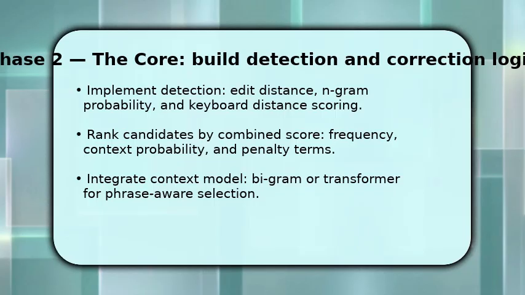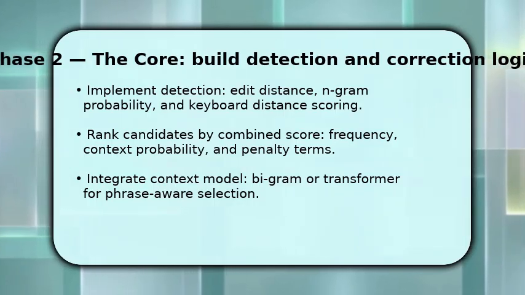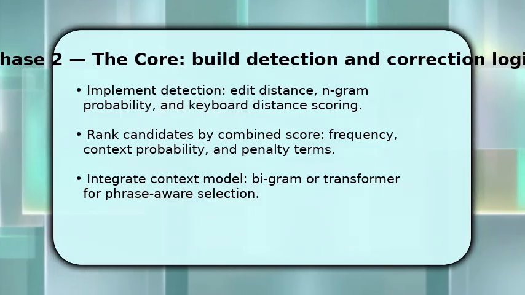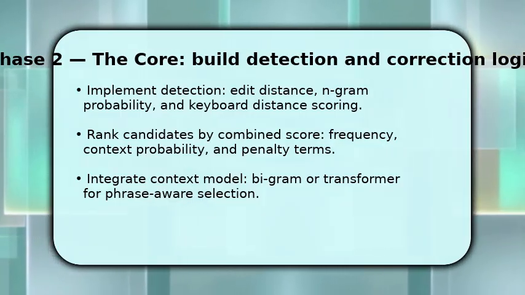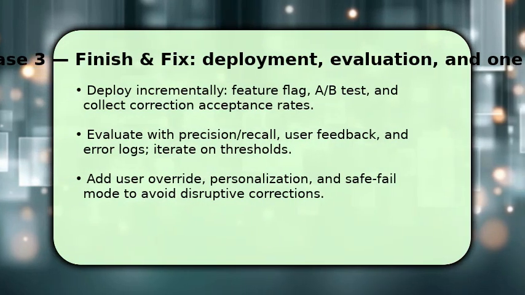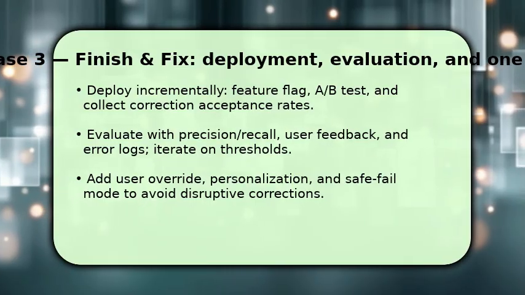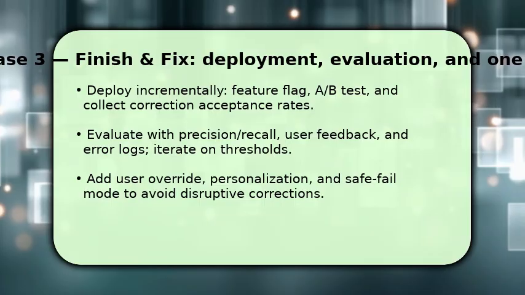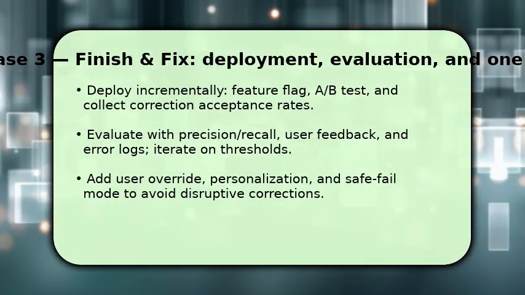Once candidates are ranked, connect the context-aware model, bigram or lightweight transformer, to choose the best replacement in multi-word contexts for fewer false positives. You finish by deploying carefully and measuring impact. Roll out behind a feature flag and run A/B tests to collect acceptance rates and real-world errors.